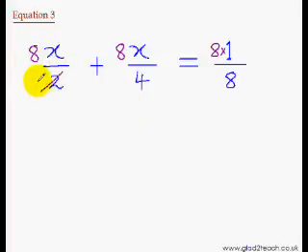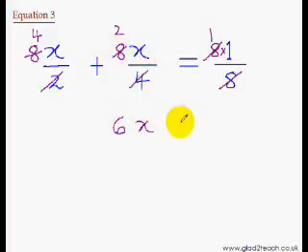So 2 4 times is 8, and this denominator is gone. 4 2 times is 8, and this denominator is also gone. And 8 1 times is 8, and this is also gone. So now a very simple linear equation is left. See, 4x plus 2x, which is nothing but 6x, equal to 1. So x will be equal to 1 over 6.